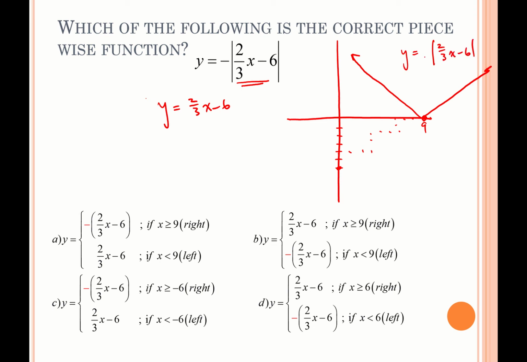But what happens when you put a negative sign in front afterwards? You see how this has a negative sign? So what you do then is this whole graph is now flipped upside down.